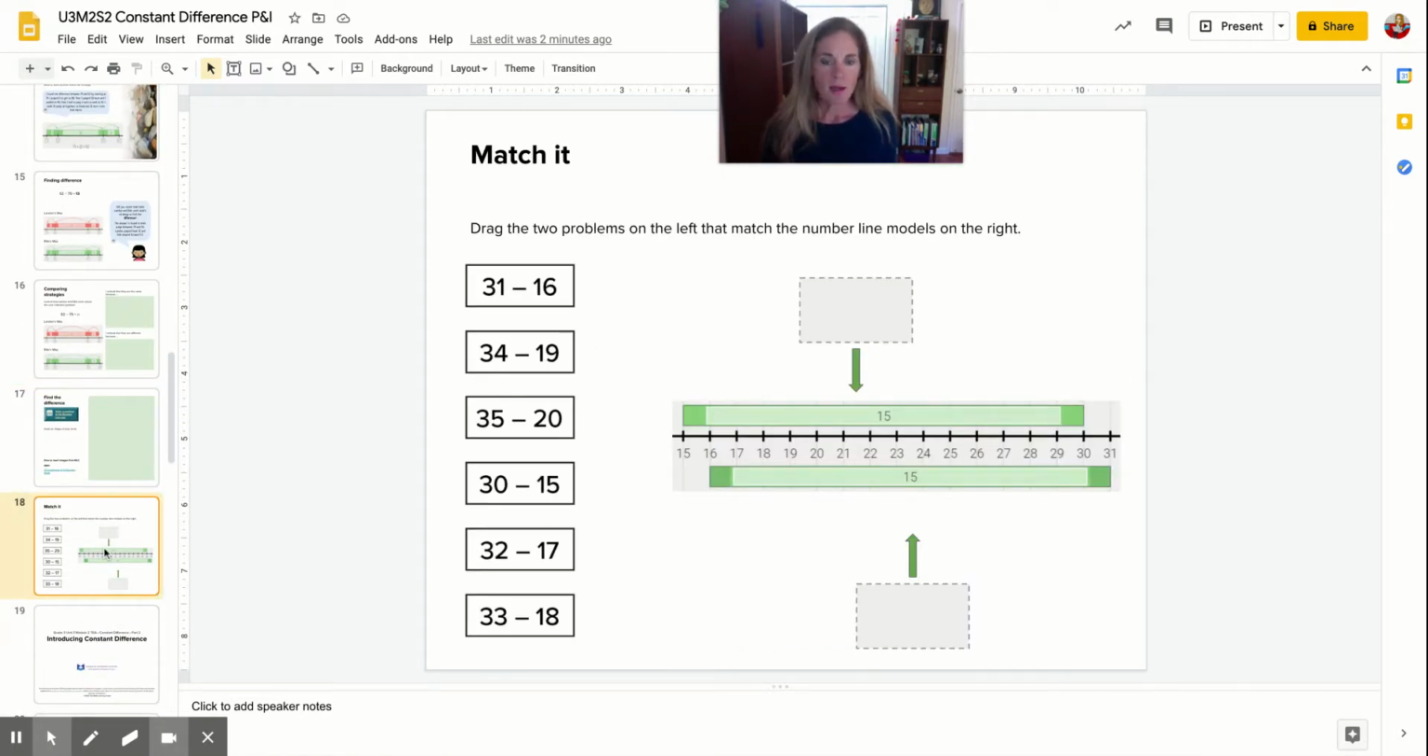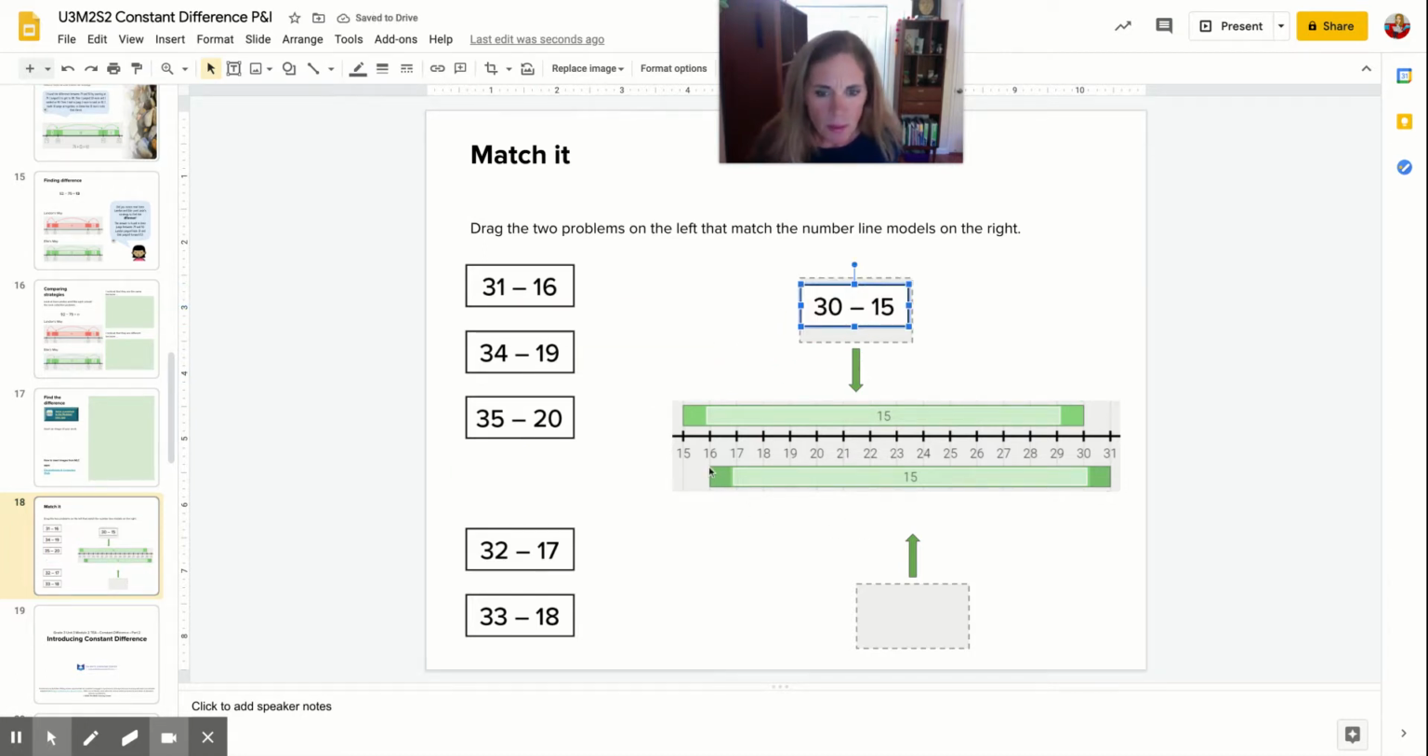The next slide asks you to drag the two problems on the left that match the Numberline models on the right. So here you're looking at the whole green bar. What do you notice? I'm noticing that the green bar is from 15 to 30. And so I'm going to look for one that says 30. Here it is, 30 take away 15. So I'm going to put that here, drag it over.